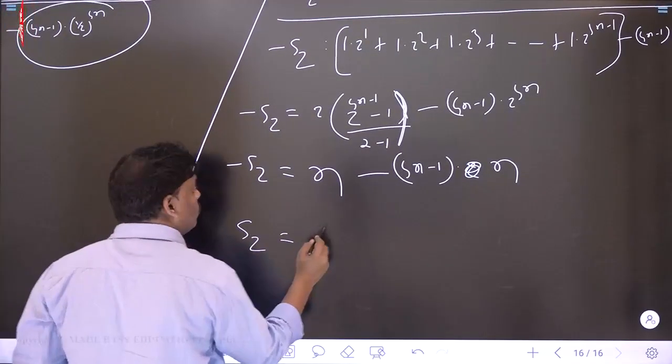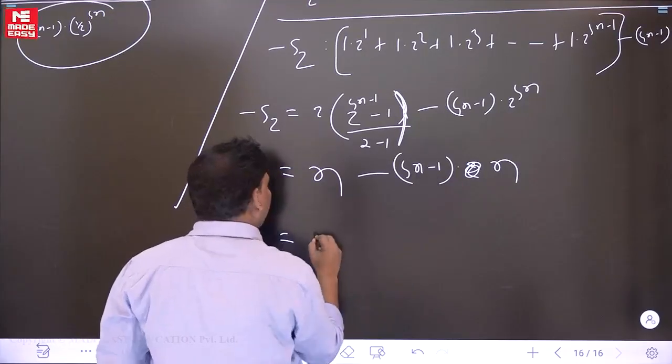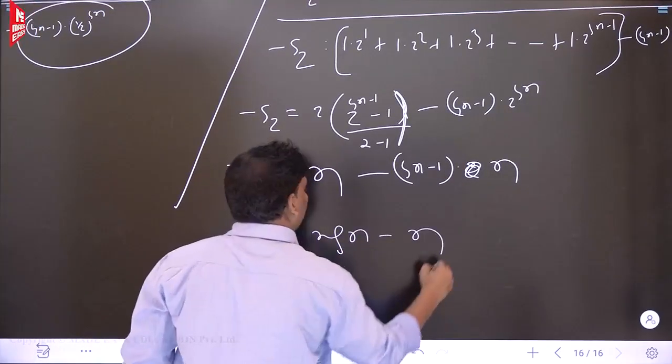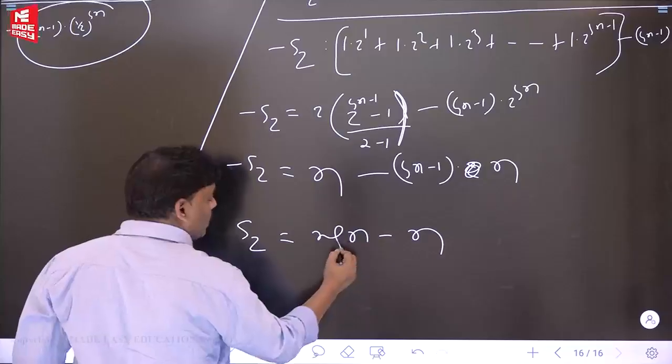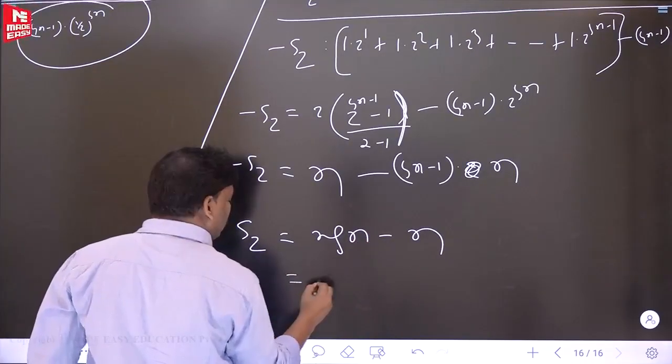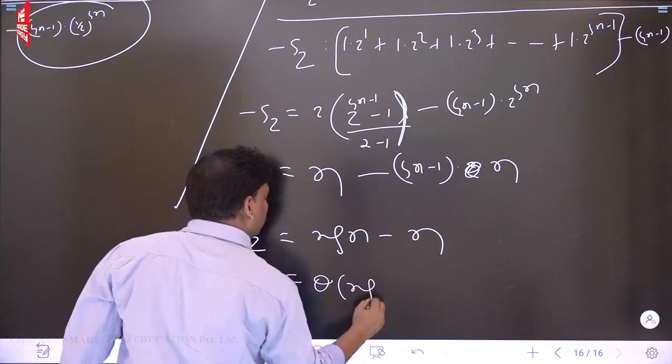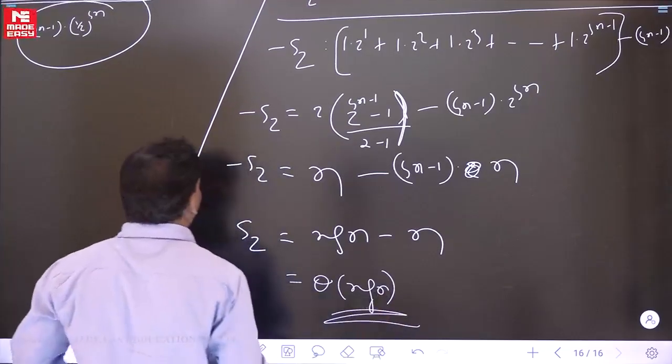S2 is equal to, what is the answer? Forget about minus 1 plus 1. This is n log n minus n. So comparing n log n and n log n is better. So it will go to n log n. S2 is going to be n log n.